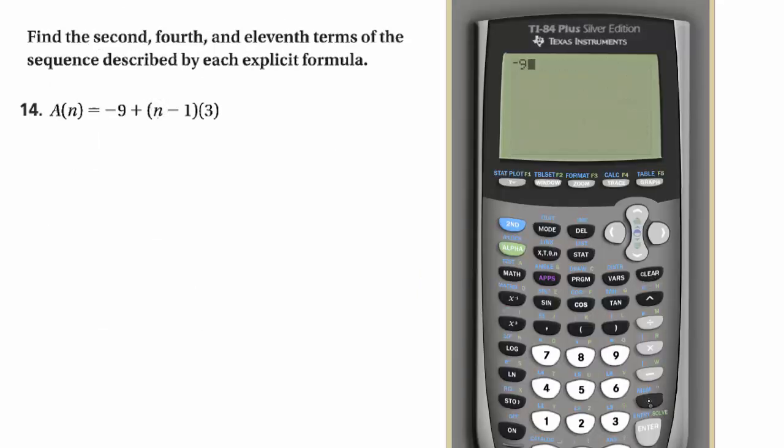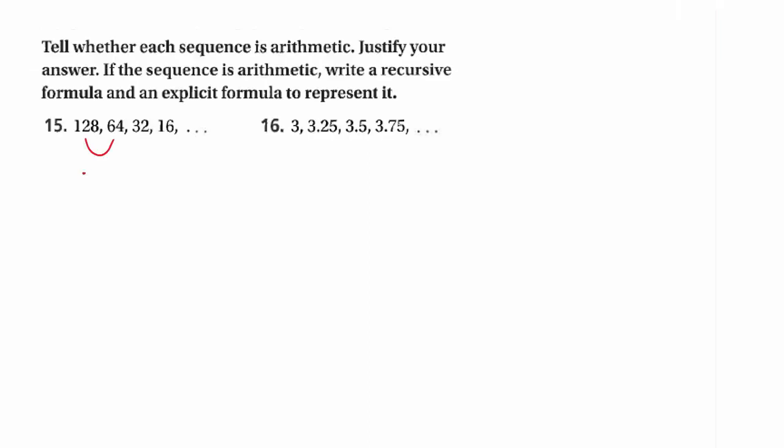For number 14, all you have to do is find the second, fourth, and 11th term of the sequence. Again, we're just substituting 2, 4, and 11 in place of n. n stands for the term number: 1 stands for the first term, 2 stands for the second term. All I'm doing is substituting those values.